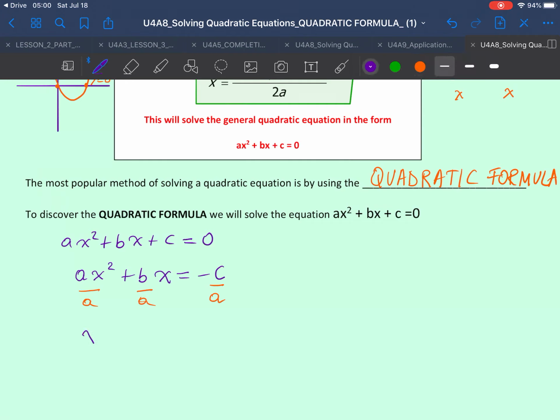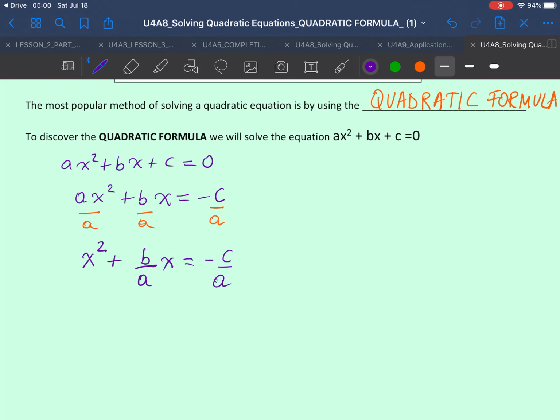So the equation now becomes x squared plus b over a x equals negative c over a. And now I'm going to try to solve this equation by a method that is called completing the square method, which we don't go over in grade 10, but you will learn it in grade 11 for sure.